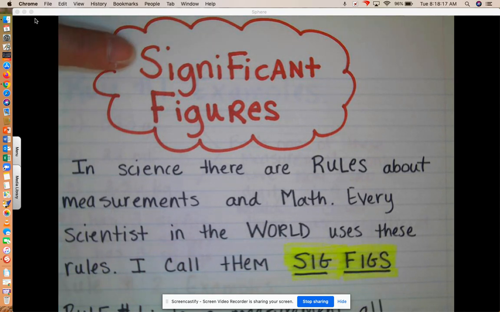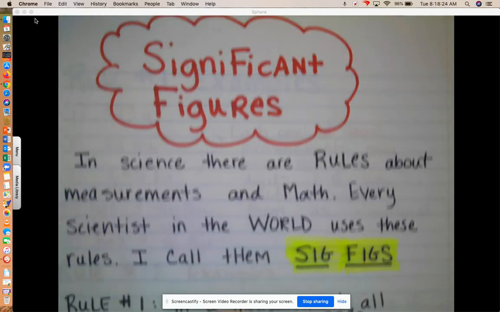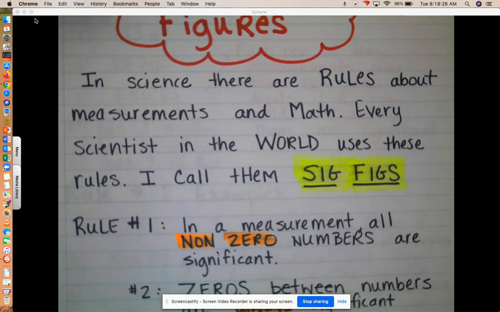So this word significant just means to you it's important, right? That number is important. So in science, there are a set of rules about measurements and math. Every scientist in the world uses these same rules because even if I'm a scientist in France or Mexico or Cuba or Germany or Russia, I want to use the same set of rules when I'm doing math in science so that everybody in the world is doing it the same way, right? Everybody's got to be doing their math the same way.